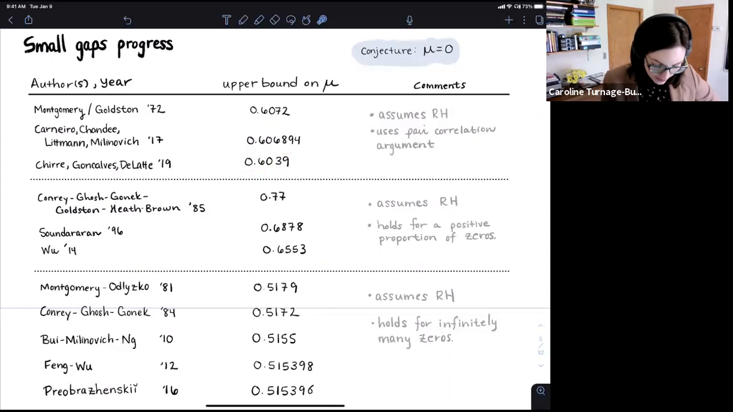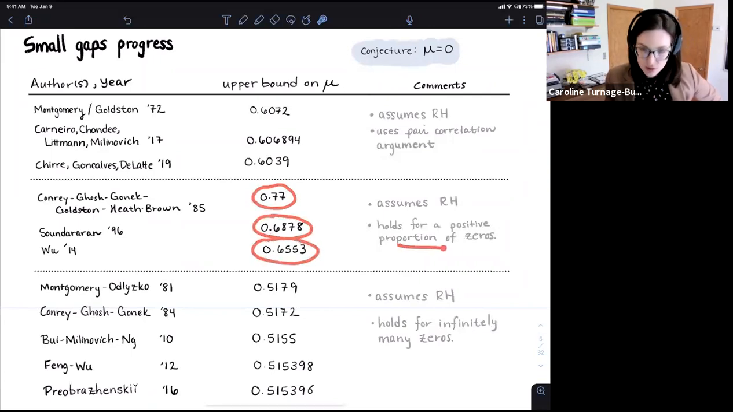Now in '85, Conrey, Ghosh, Goldston, Gonek, and Heath-Brown were at the Institute, and they used a different method that also assumes the Riemann hypothesis, but has a really nice property: the result doesn't just hold for infinitely many pairs of zeros, but for a positive proportion of zeros. So you can see that the quality of these results is not as strong as what I listed above, but this result of it holding for lots and lots of zeros, not just infinitely many, is the strength here.